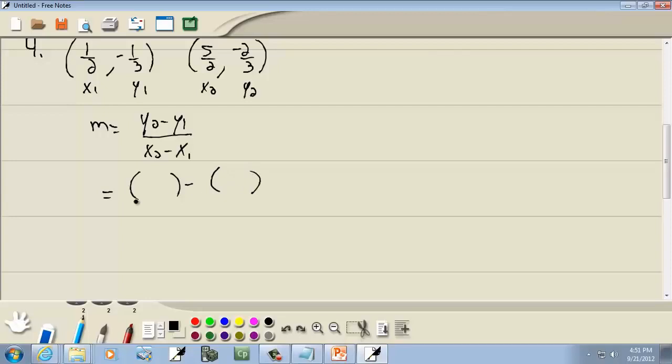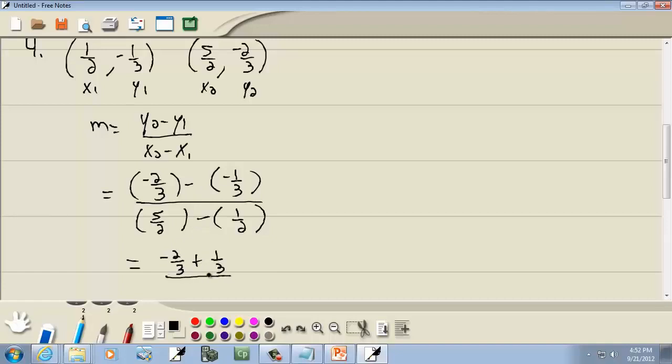So I go through and put parentheses where my variables are. Then I'll plug in my values. We said y2 is negative 2/3, y1 is negative 1/3, x2 is 5/2, and x1 is 1/2. Well, here we got a negative parentheses negative. That becomes positive. So we got negative 2/3 plus 1/3. And here we got 5/2 minus 1/2.